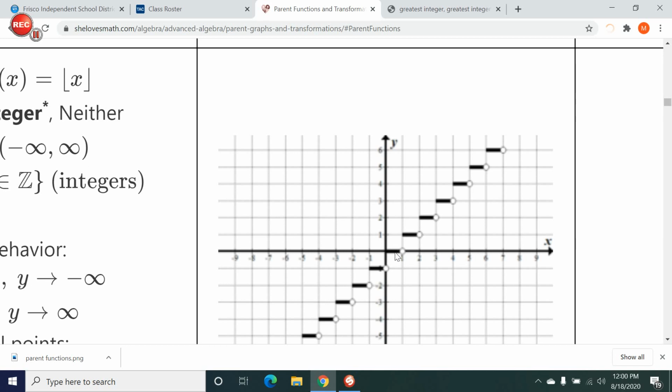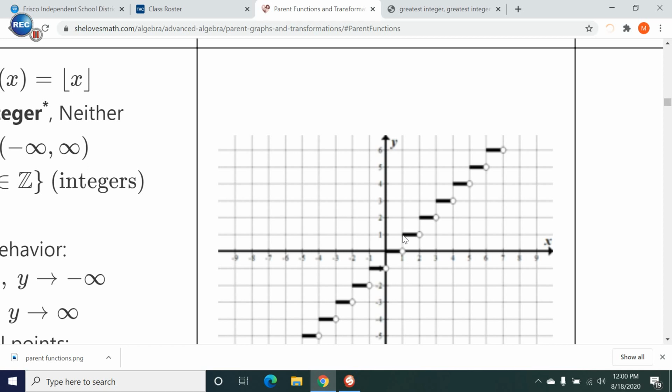So if I try 0.6, I would be at 0. 0.7, 0. 0.8, 0. 0.9, 0. Until I get to 1. When I plug in 1, what is the greatest integer that is less than or equal to 1? 1, and that's when I jump up to this area right here. That's why you have this little circle to signify that it's jumping up.